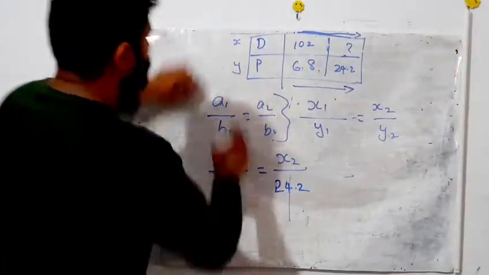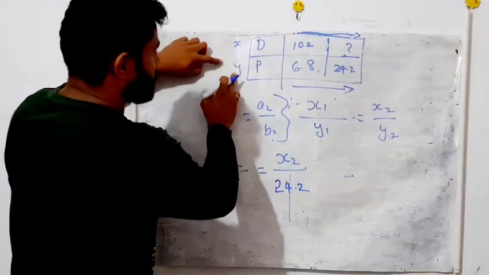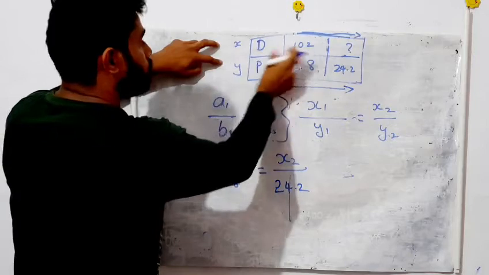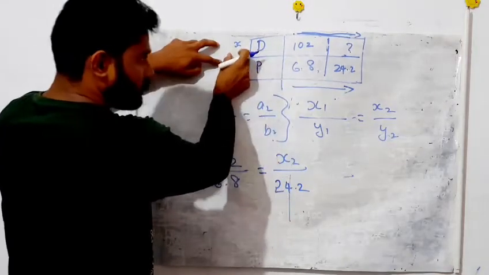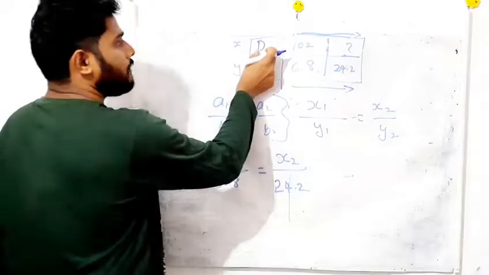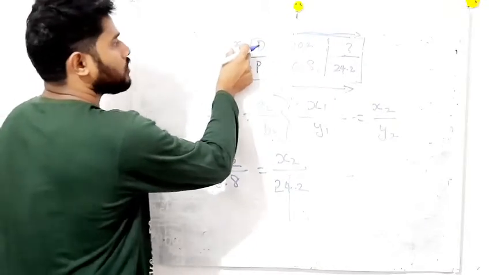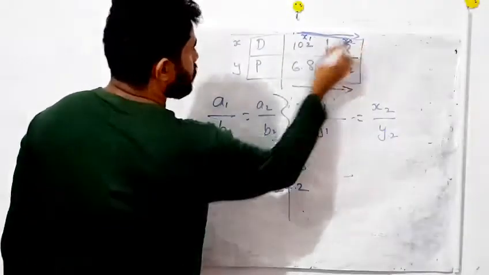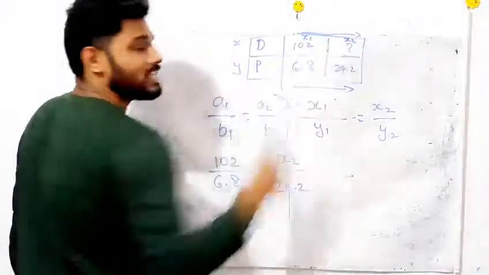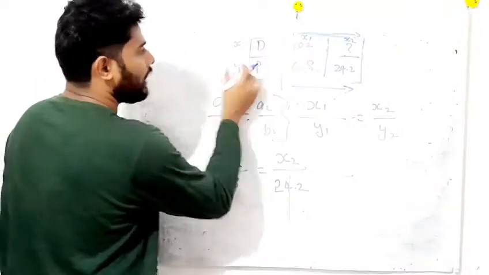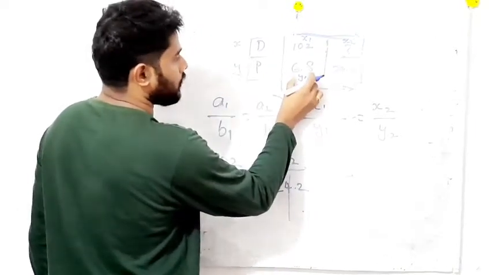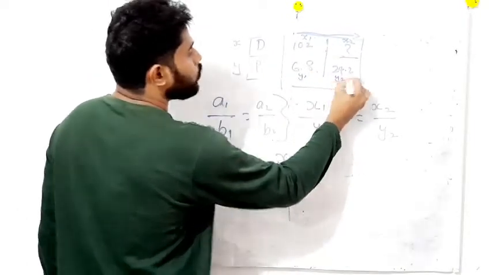24.2. Understood? So we imagine that one. This is x and this is y. So first one is distance, that is x. It's not diesel, this is distance. D means distance, and distance means x. So this is x1 and this is x2. Understood? Distance 1, distance 2. And this is y, that means y1. Y means petrol. Y1 petrol 1 and petrol 2.